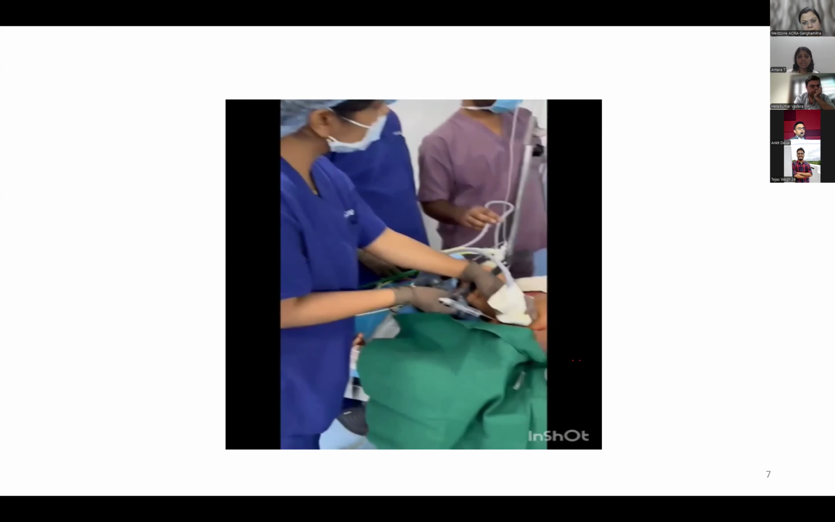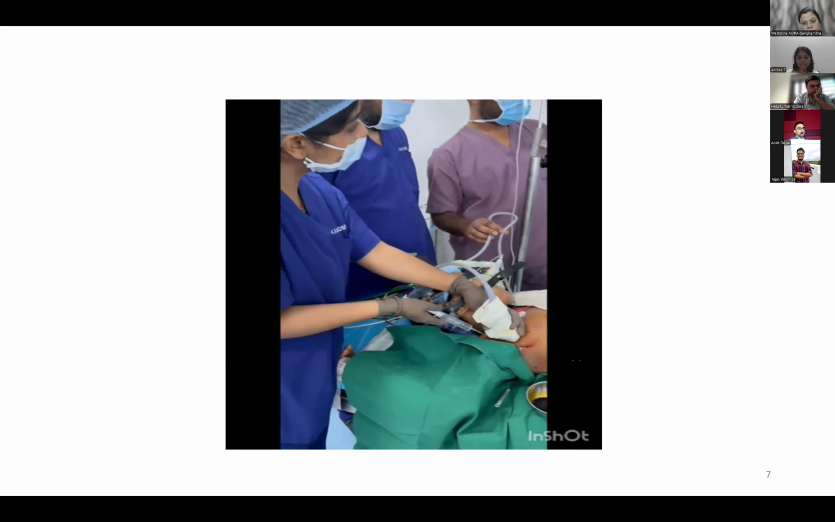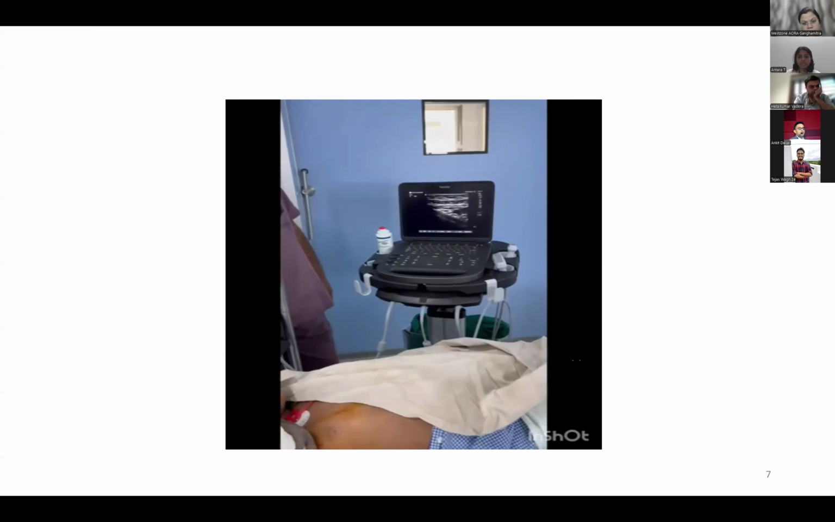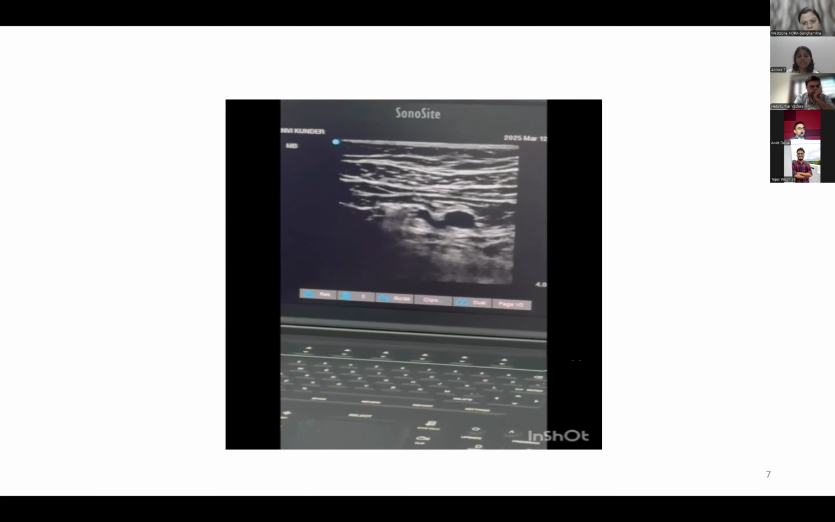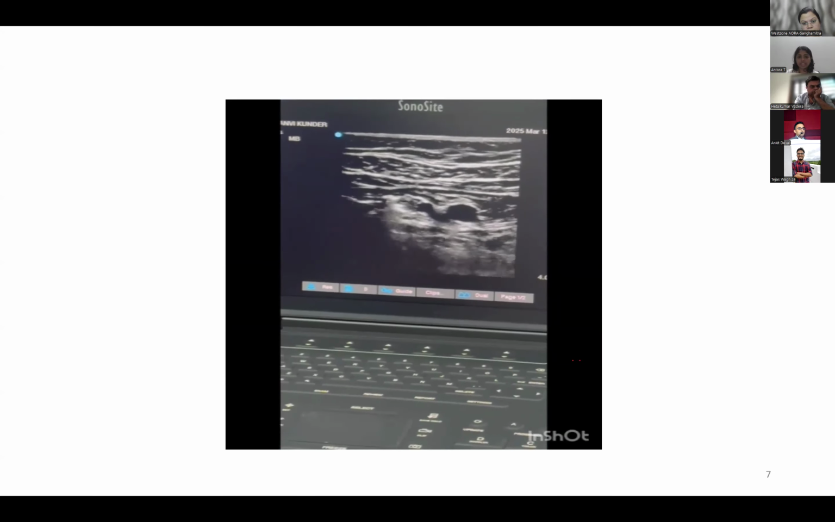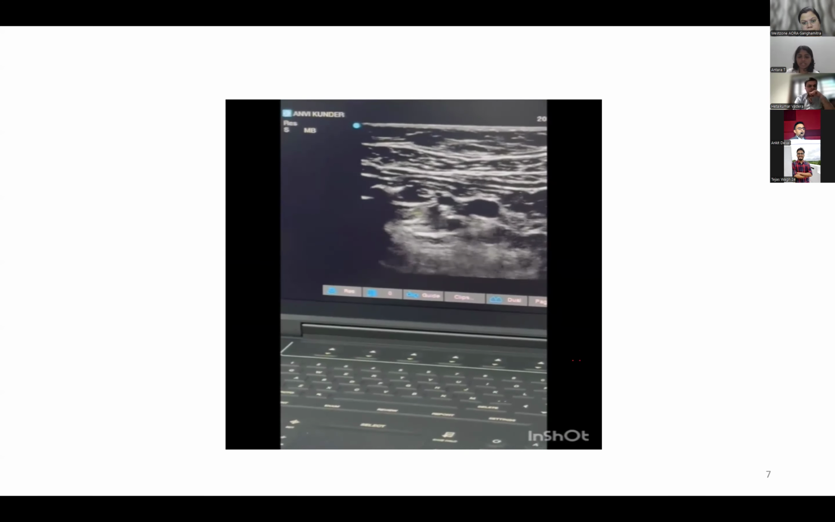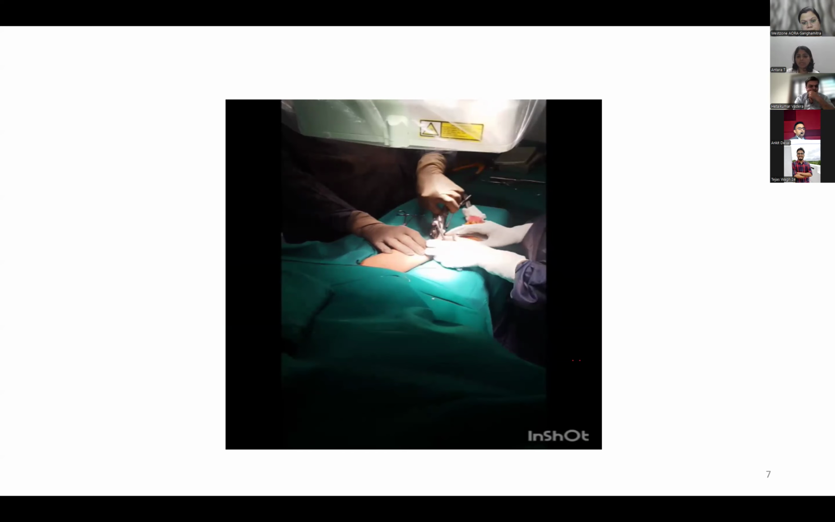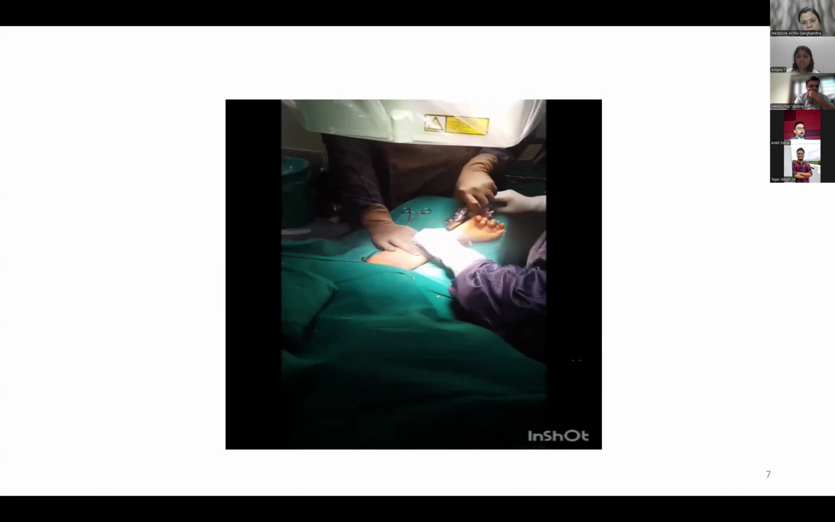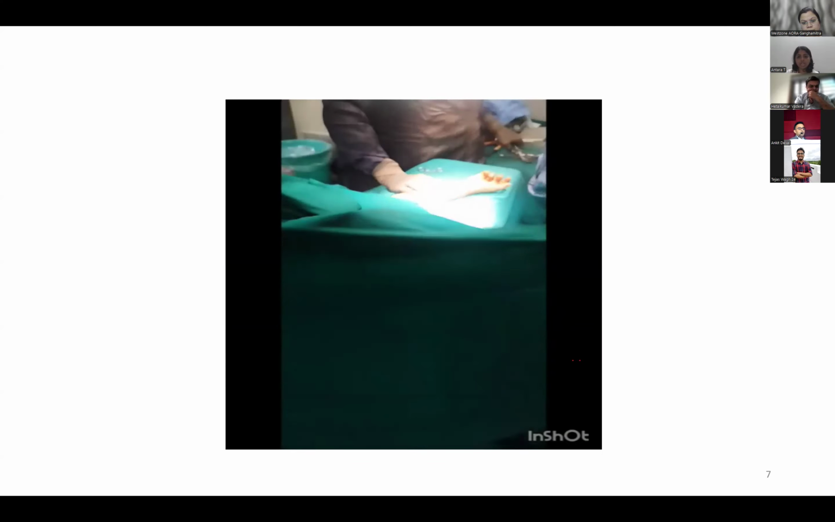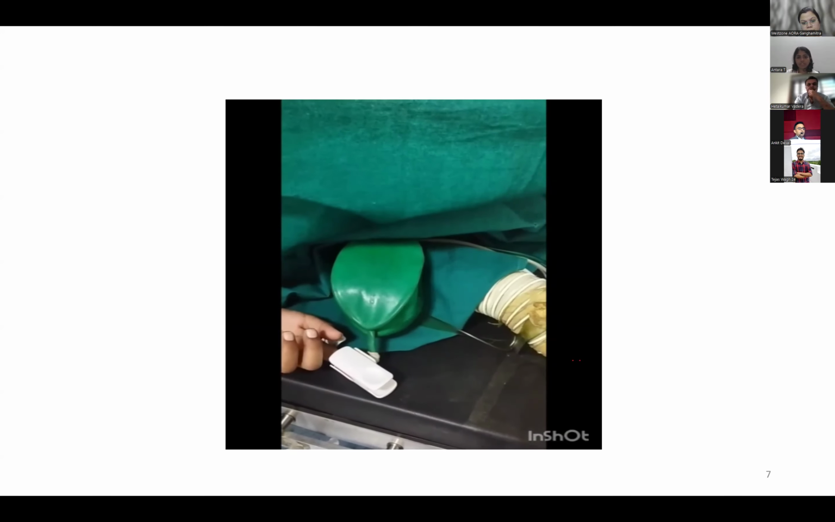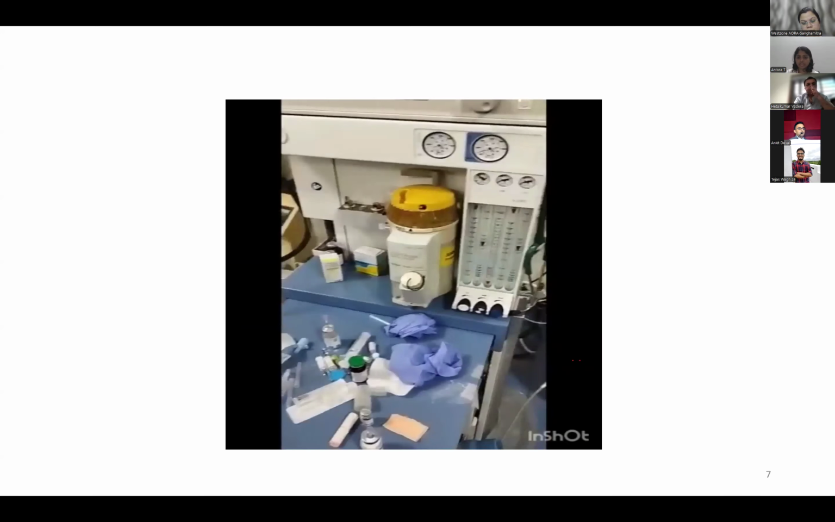A USG guided right infraclavicular block was planned for this case, and we deposited the local anesthetic around the axillary artery in a U-shaped form with 2 injections. The entire surgery was done under the right infraclavicular block. The patient had no intra-op complications. He maintained spontaneous respiration throughout the procedure with sevoflurane at 1.5% and oxygen and nitrous, and the vitals were maintained. There was no requirement of any rescue opioid doses.